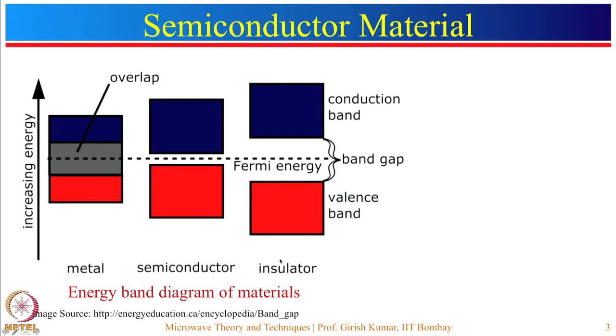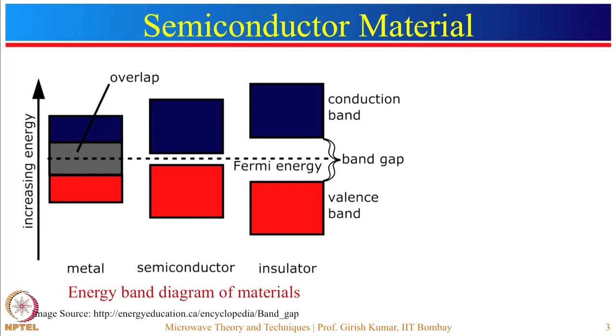The next type of material is the insulator. In case of an insulator, the band gap between the conduction band and the valence band is relatively high. It is of the order of 4 to 9 electron volt. So, an electron cannot move easily from the valence band to the conduction band. It requires a sufficient amount of energy to move an electron from the valence band to the conduction band. So, they are not a conducting material.